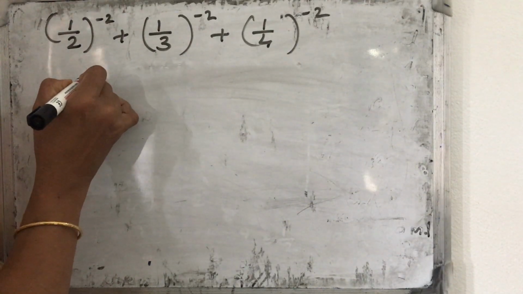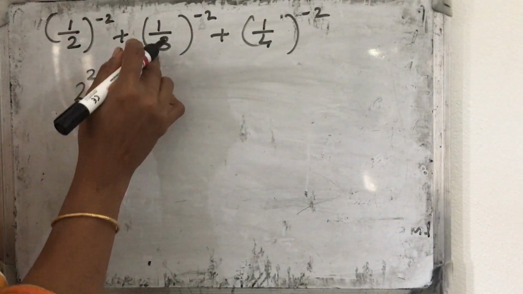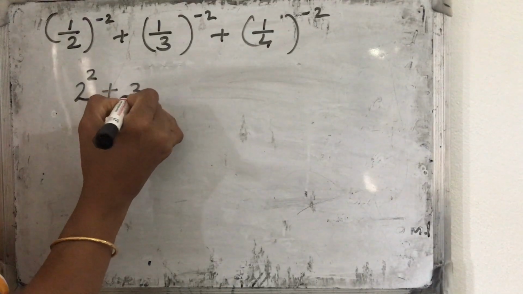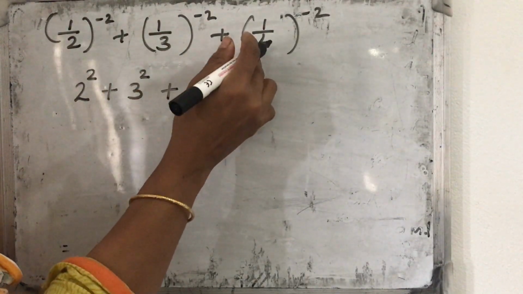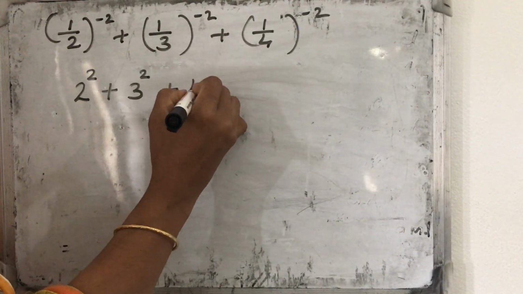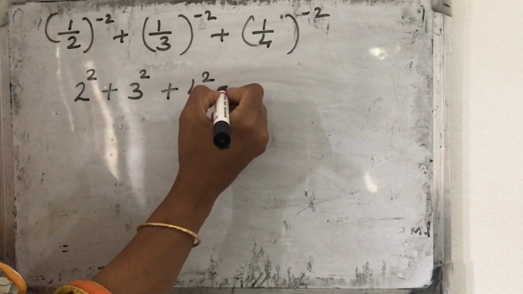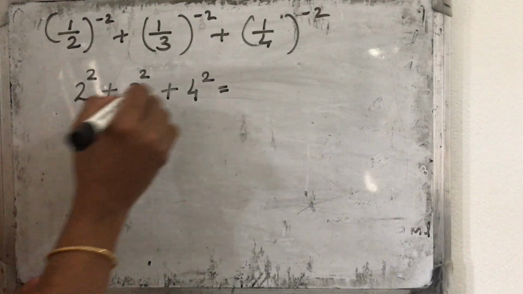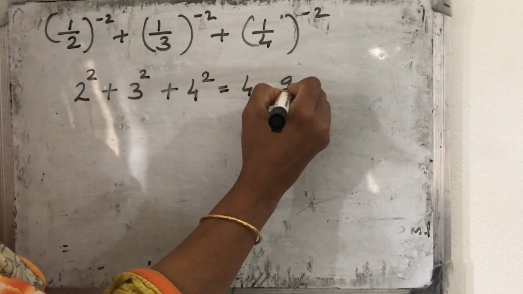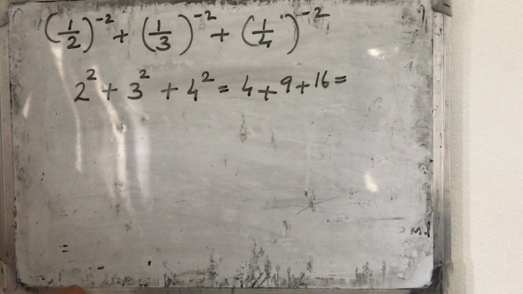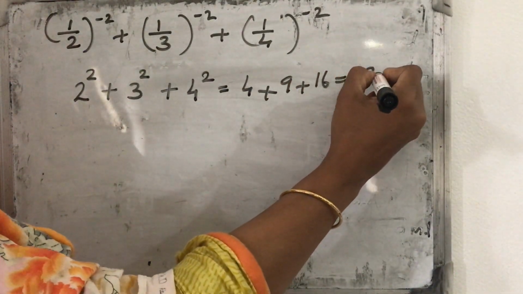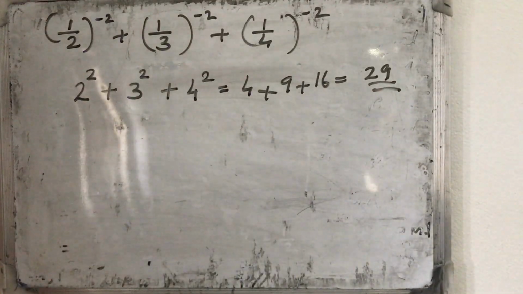Then its power also will change to 2. Plus 1 by 3, its reciprocal we know, that is 3. Then the power will be changed to plus 2. Plus 1 by 4 will be 4, then the power is positive. 2 square is 4 plus 9 plus 16. So it will be 29. Okay, 25 plus 4 it will be 29.